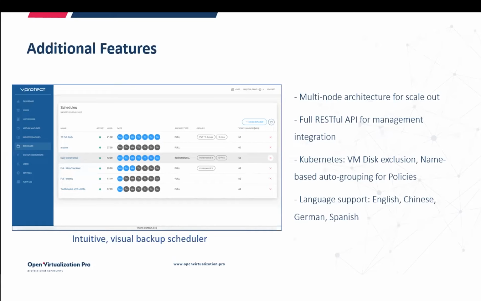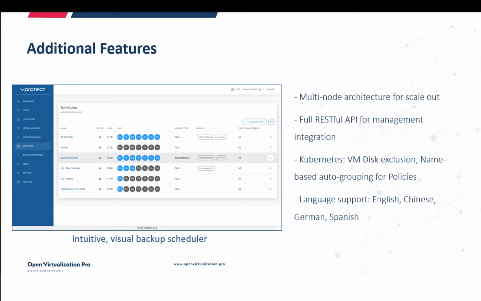One thing in particular specific to Kubernetes, I mentioned we have the ability to exclude specific persistent volumes from backup. But another useful feature is the ability to automatically include or exclude particular deployments from backup policies using name-based auto grouping. So in vProtect, you have the option to manually kick off on-demand backup jobs, but we also have what's called policies and schedules, and that gives us the ability to set up daily, weekly, monthly, hourly, whatever you'd want to do in terms of a backup schedule.